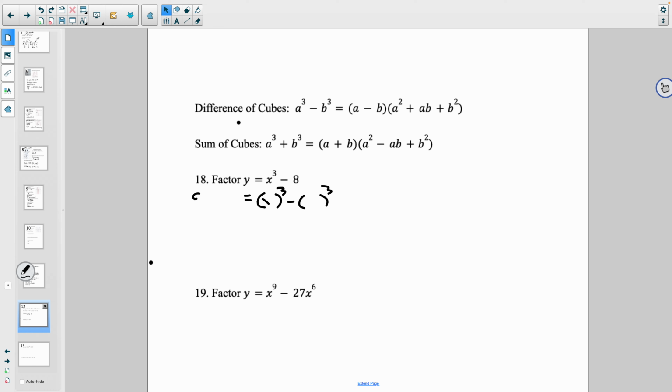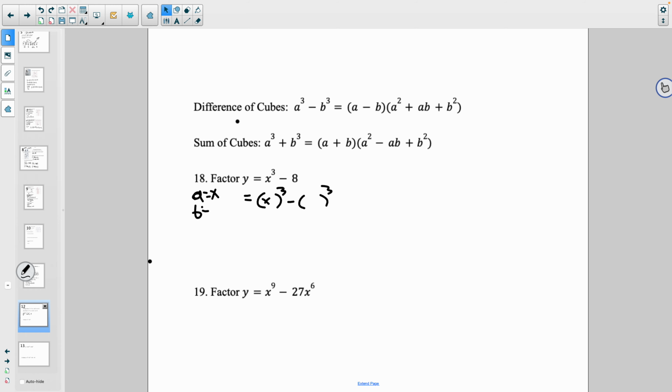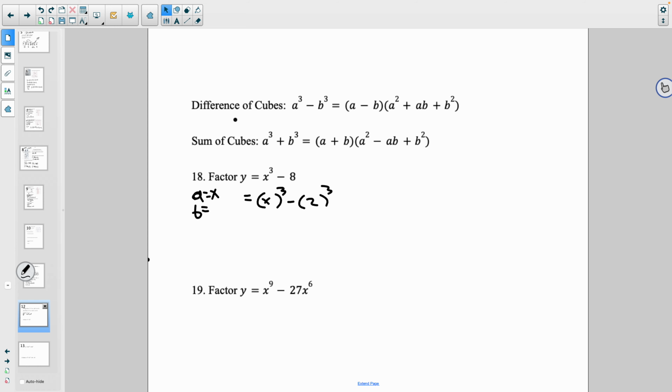So here, this one's just going to be x, right? So that's going to be my a, right? Is x, and our b is going to be, okay, what can I cube to equal 8, right? And that is 2, right? 2 cubed is 8. 2. So let's plug these in.